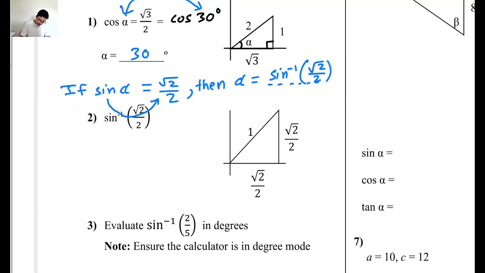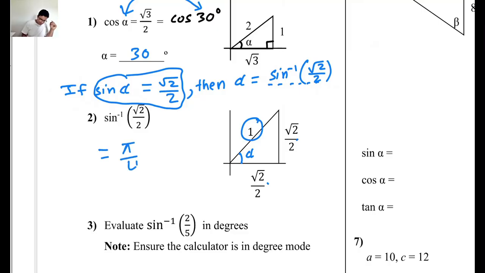Okay. Now if I were to evaluate this sine inverse root 2 over 2, I am basically looking at this equation, right? Sine alpha equals root 2 over 2. Looks like this is the unit circle with radius 1. So the sides are root 2 over 2 and root 2 over 2. Recall when that happens? At 45 degrees. Okay. It doesn't say which unit, so I'm going to write in radians. That's 45 degrees, pi over 4.